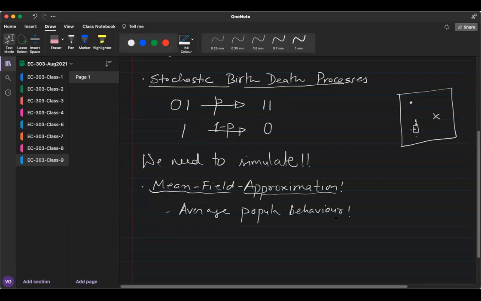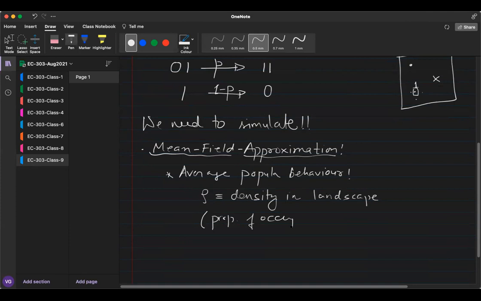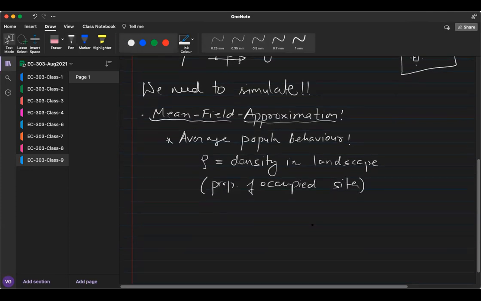So we can ask what exactly is the average population behavior, and then we define rho as the density of the landscape. Density can be thought of as the proportion of sites which are occupied. In this case, density is the proportion of occupied sites. And we wrote down the master equation.